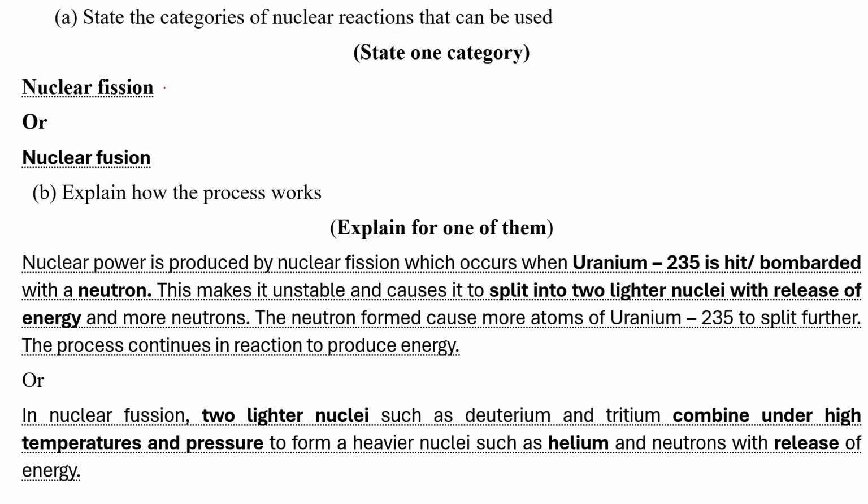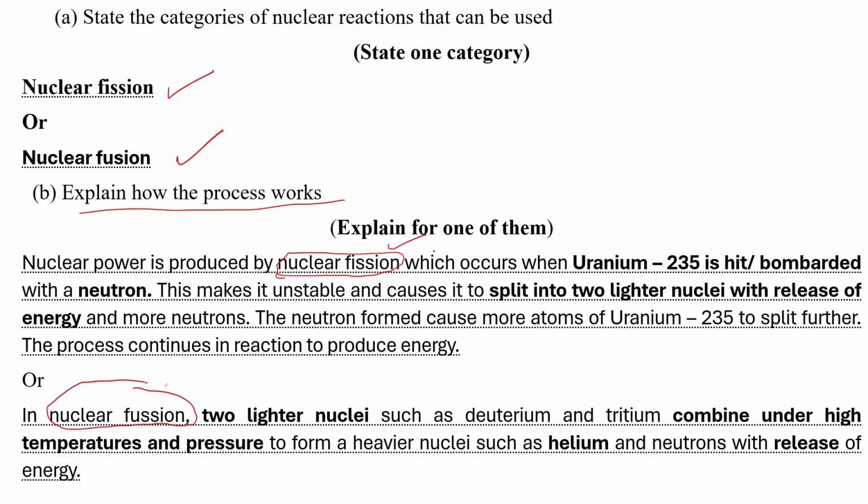So, under category, we state either fusion or fission because both processes can generate nuclear power. Now, when they say explain how the process works, you pick only one category, then discuss that. So if you discuss fission, or if you discuss fusion, only one category is required. So nuclear power is produced by nuclear fission.